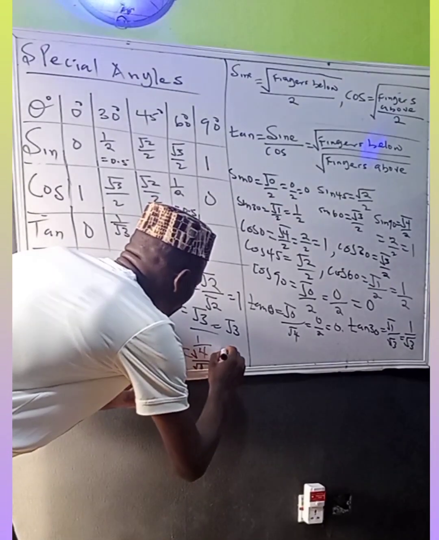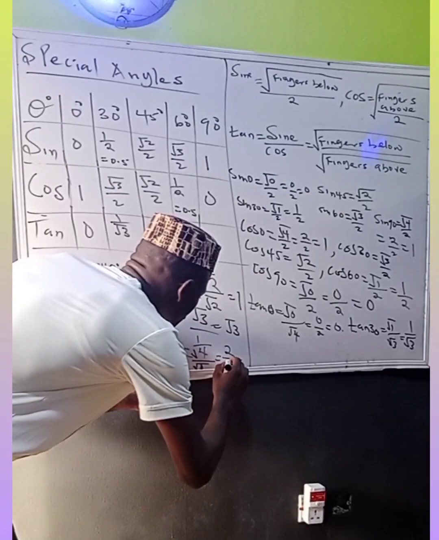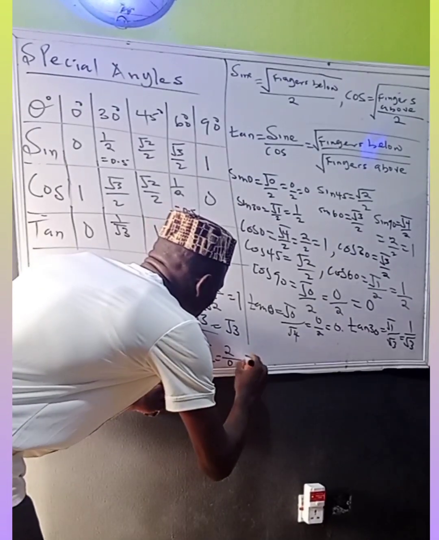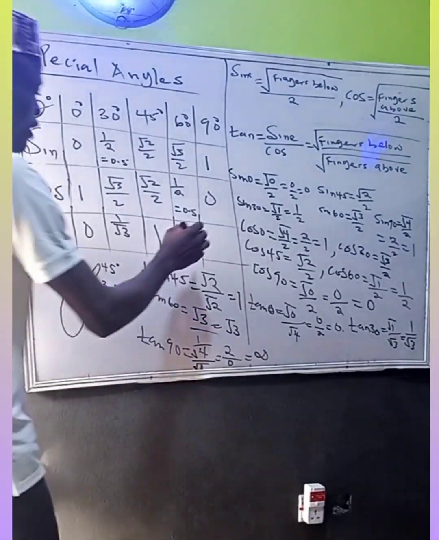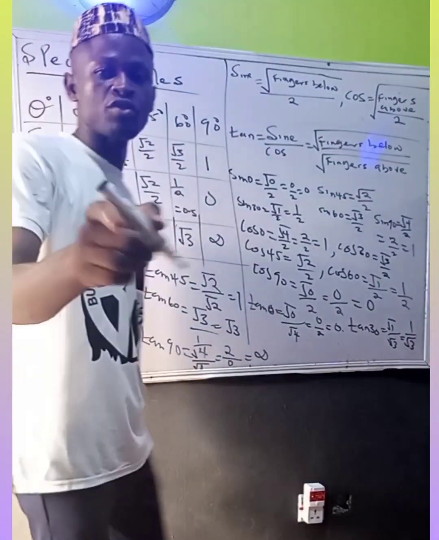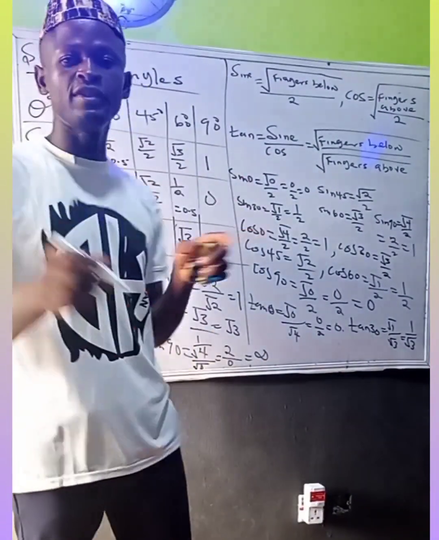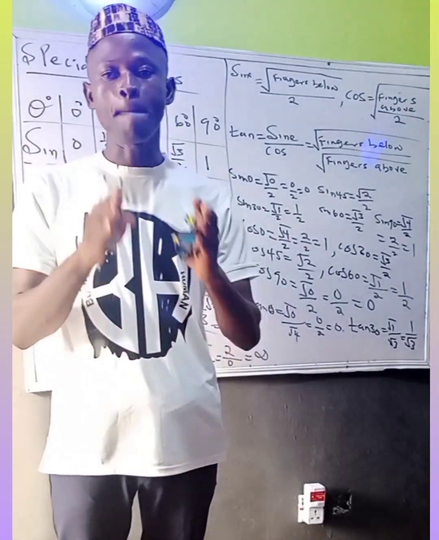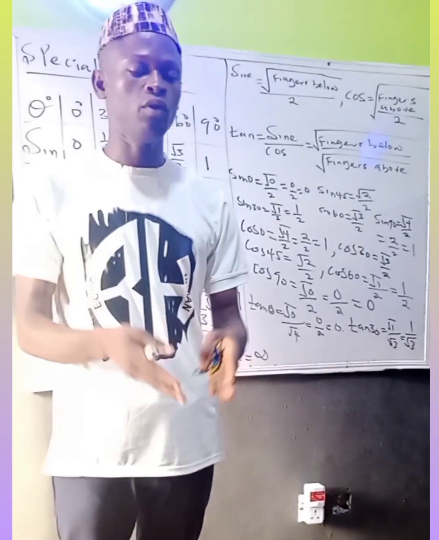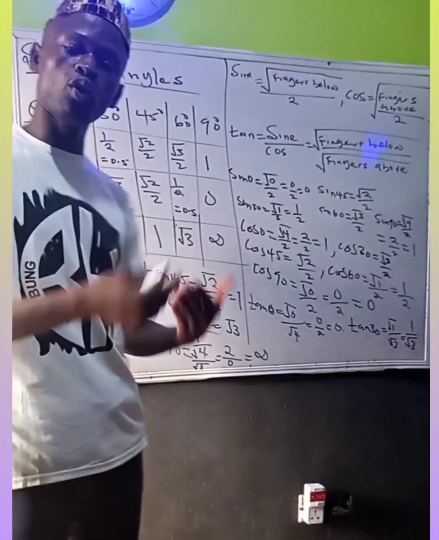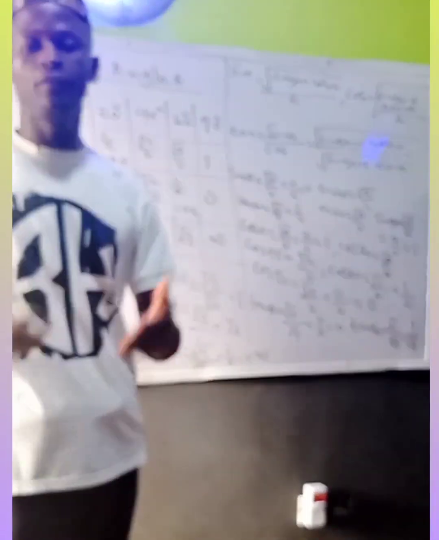The square root of 4 is 2, divided by square root of 0 which is 0. So a number divided by 0 is infinity. That is why we have infinity here. If you press your calculator for tan 90, you see syntax error or math error, depending on the programming of the calculator. It's infinity because a number divided by 0 is infinity.